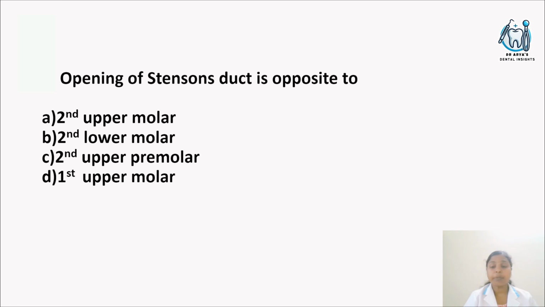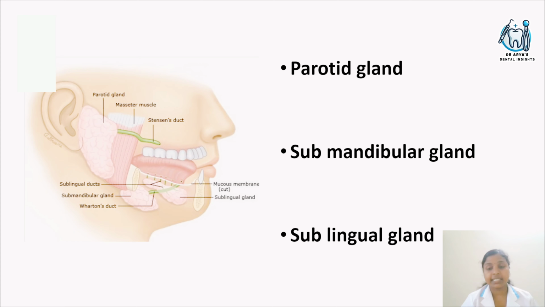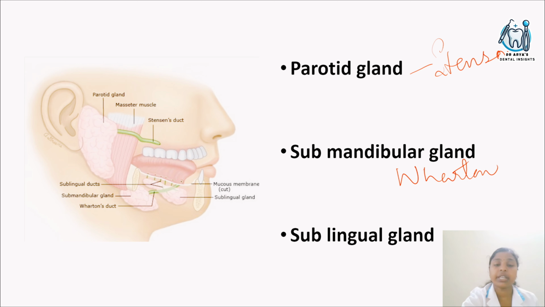So next question: the opening of Stensen's duct is opposite to? Is it the upper second molar, lower second molar, upper second premolar, or upper first molar? So what is Stensen's duct? Stensen's duct is the duct for the parotid gland. This is the Stensen's duct. Then what is for the submandibular gland? The submandibular gland has Wharton's duct. And the sublingual gland has Bartholin's duct. So these are the various ducts for various glands.